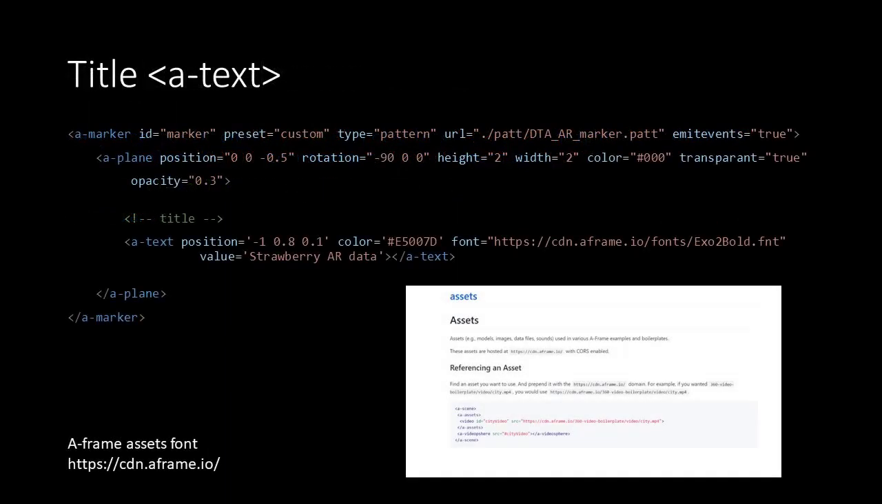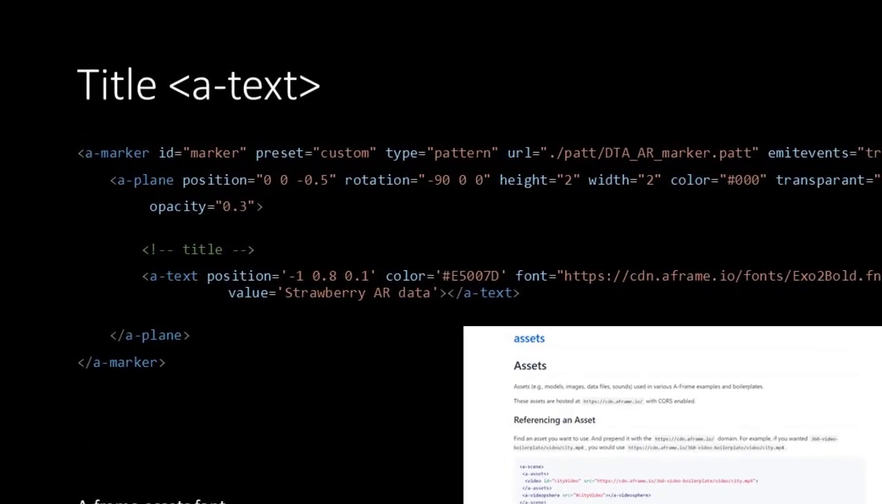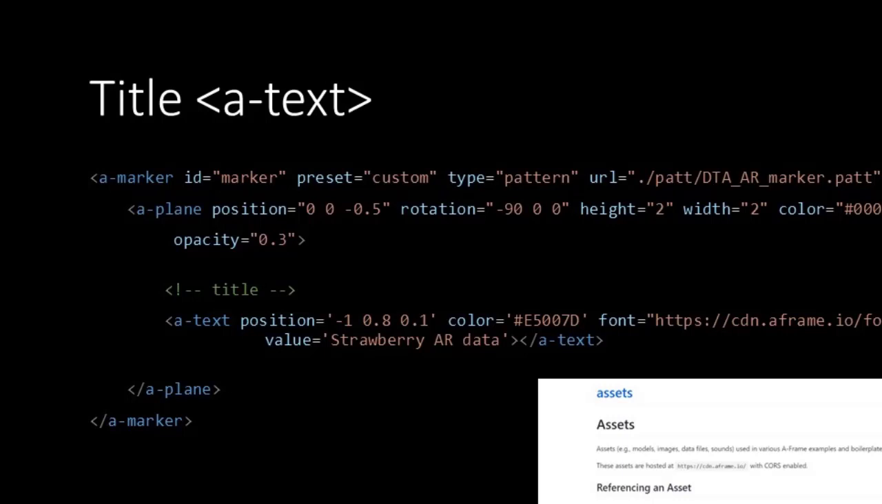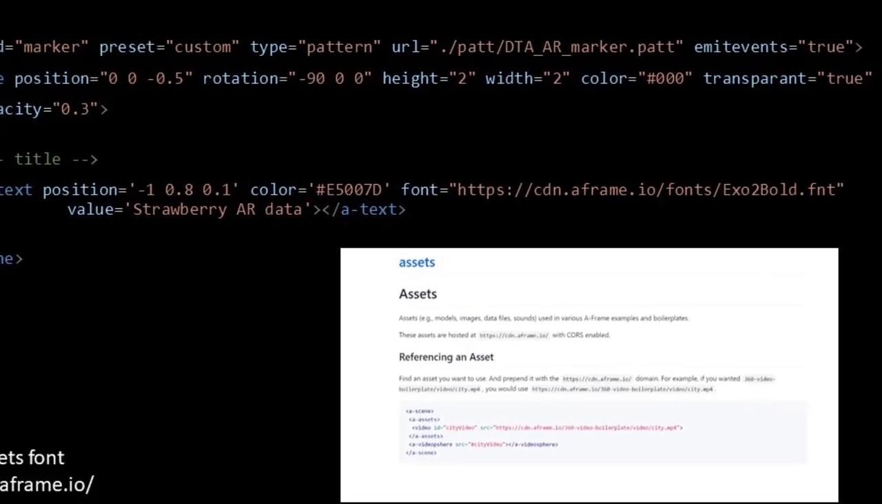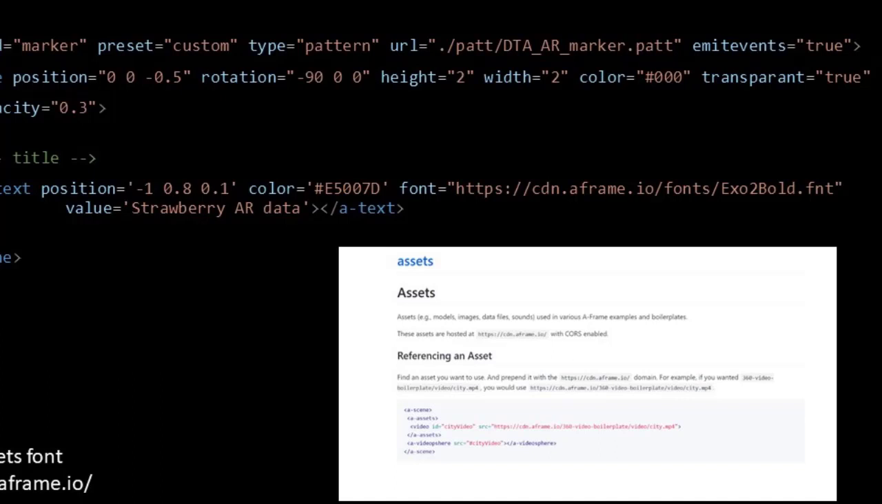Nested inside the plane, we'll see the title. So the A-text element is used, and it has its attributes like position and also color. So this is the text color, and it's this nice pink color. But what's interesting in this example is that I've chosen one of the fonts that's available from the content delivery network of A-frame. Of course, you can also choose other fonts, but I think this is a nice example of using online fonts. And the value attribute is the text that's actually shown in our dashboard.